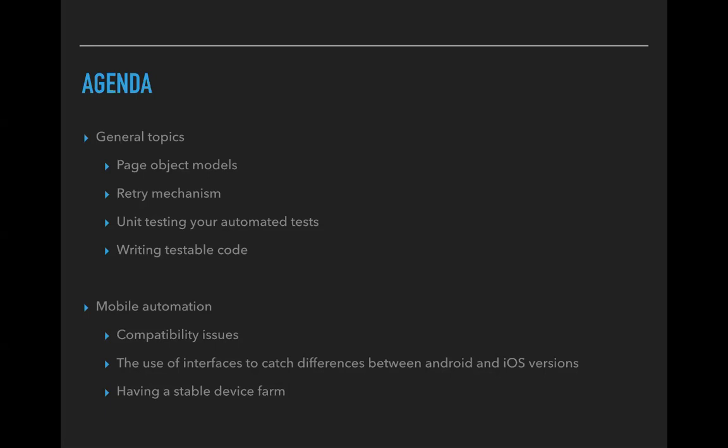The use of interfaces to catch differences between Android and iOS versions. Sometimes the OS requires that you implement a feature in a specific way, and that way can differ between Android and iOS. How can you deal with that difference? And having a stable device farm, that's also a really important part for me. We used to have our own device farm. Now we do everything in the cloud, so really important part.